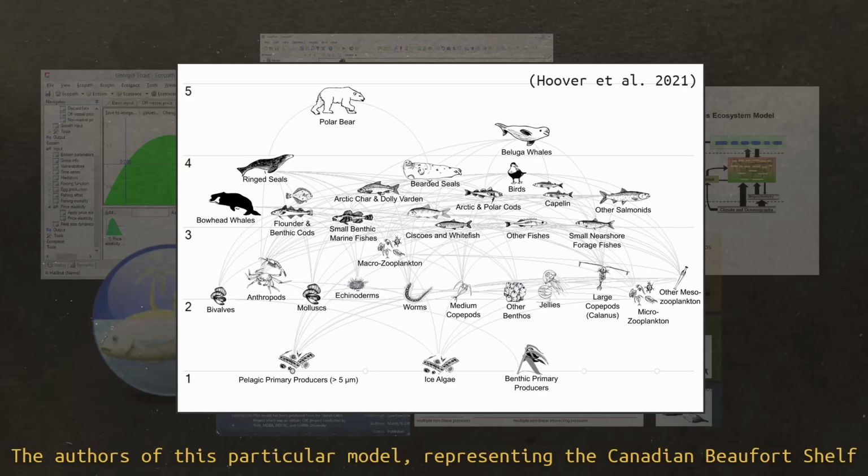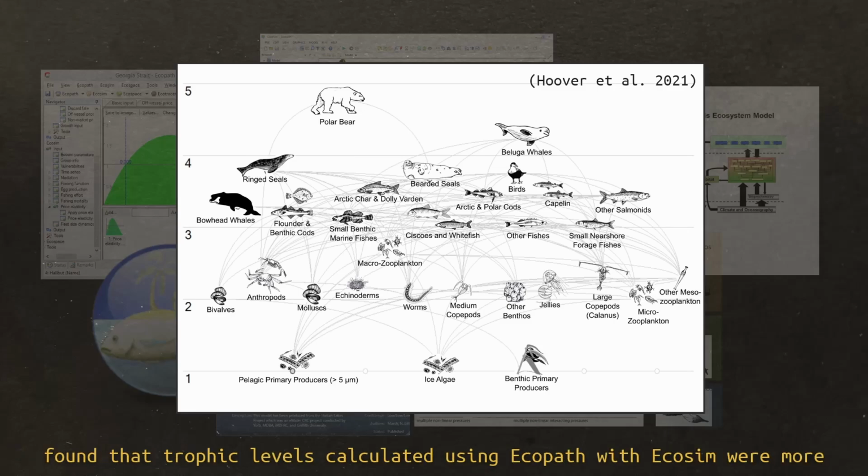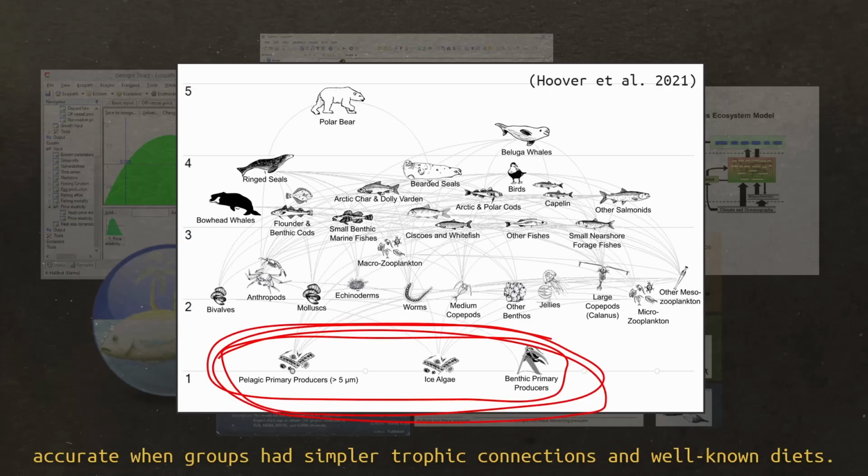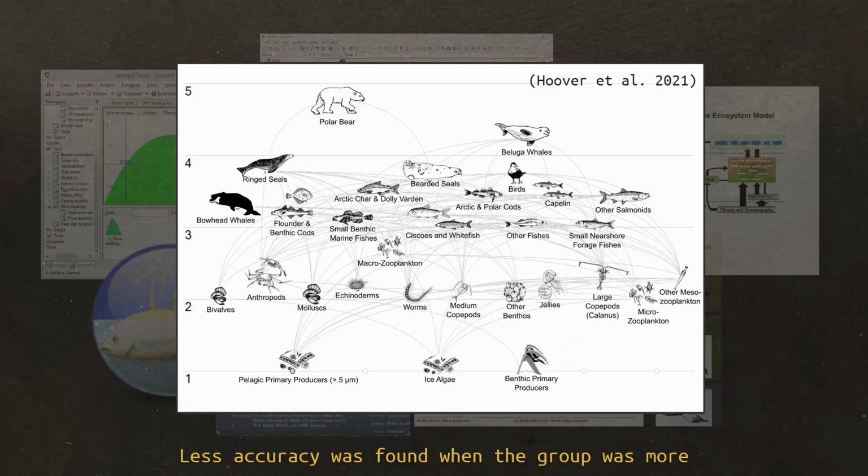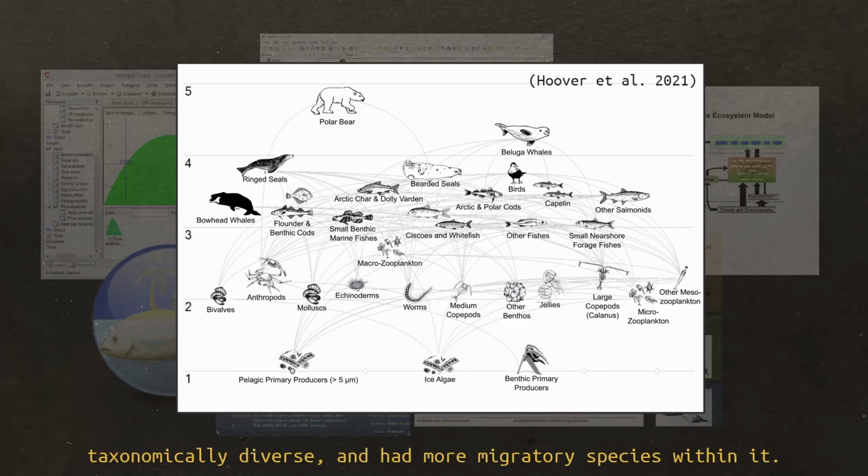The author of this particular model, representing the Canadian Beaufort Shelf, found that trophic levels calculated using Ecopath and Ecosim were more accurate when groups had similar trophic connections and well-known diets. Less accuracy was found when the group was more taxonomically diverse and had more migratory species within it.